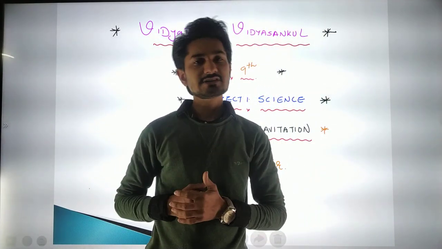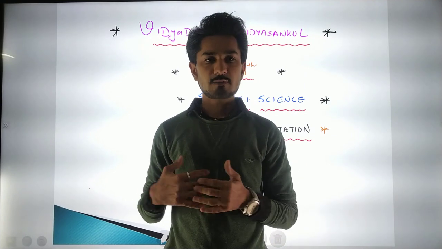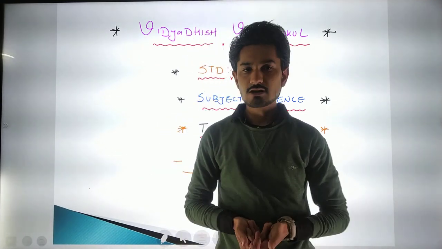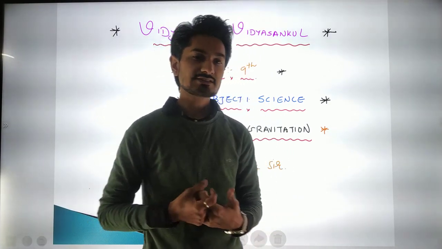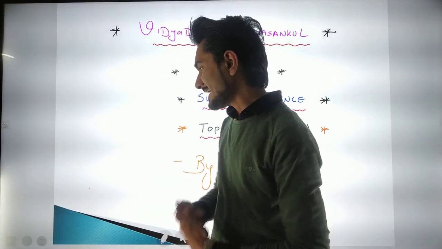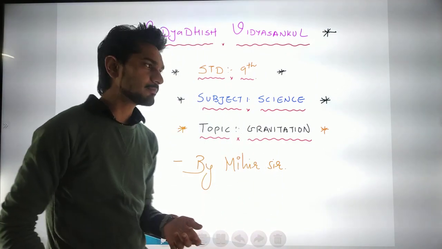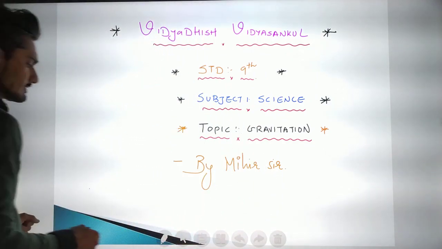And in the last lecture we saw the free fall. Basically, from Newton's second law, F is equal to m into a. The second law of motion we have already seen.